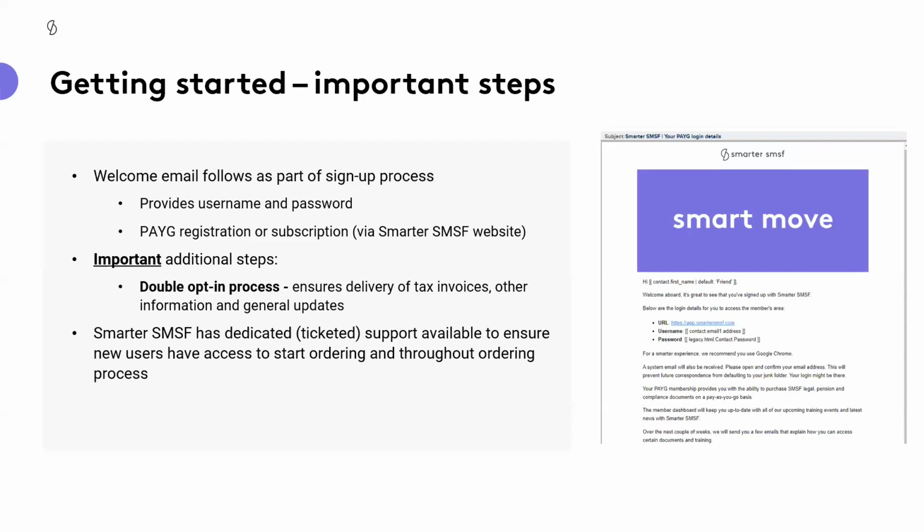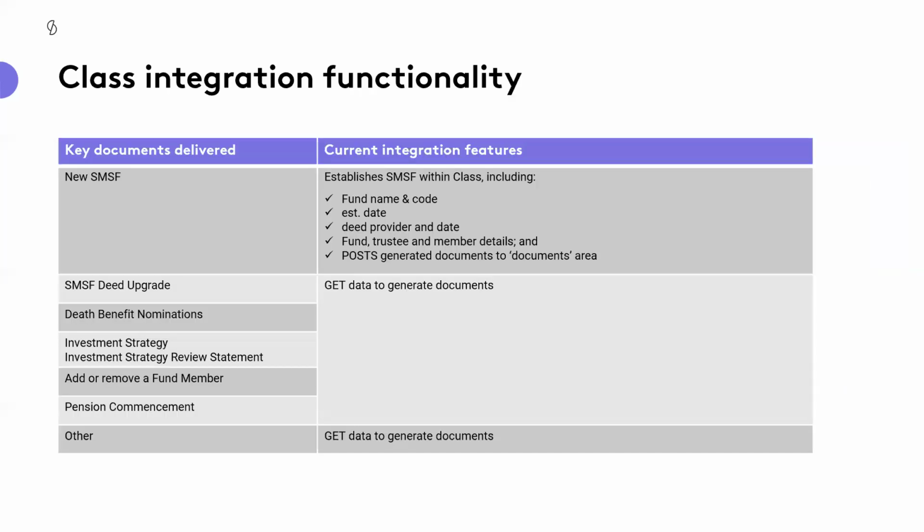And as you go along, if you've got any problems and so forth, we have a full dedicated ticketing support system. So you can email us at smartersmsf.com, or you can log a ticket via the platform to enable you to have one of our relevant team members come back to you with the issue that you may have around the document itself, a question about when you're ordering, et cetera.